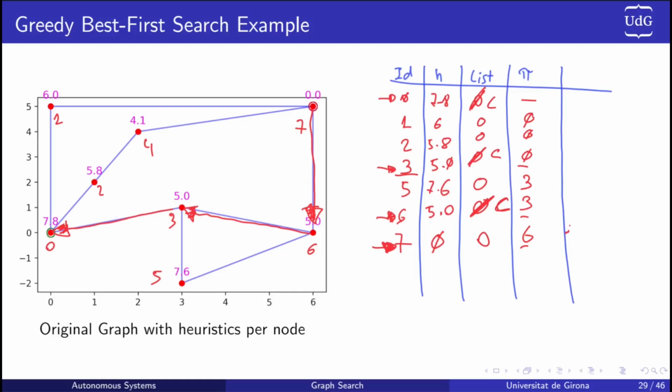Is this the optimal path? It is not. The optimal path is going to 2, then going to 4, and then going to 7. What happens? Here the heuristic is not helping.